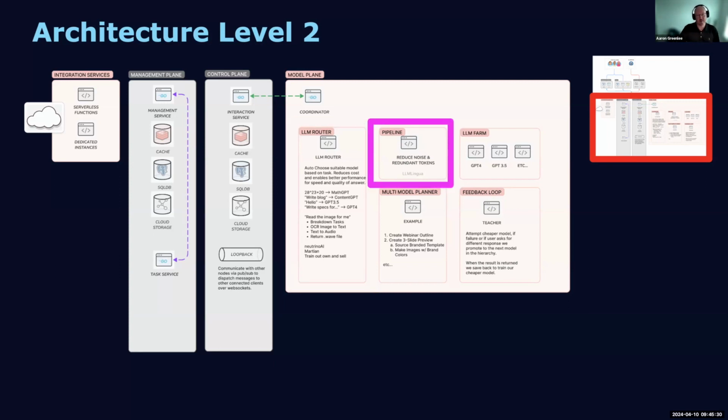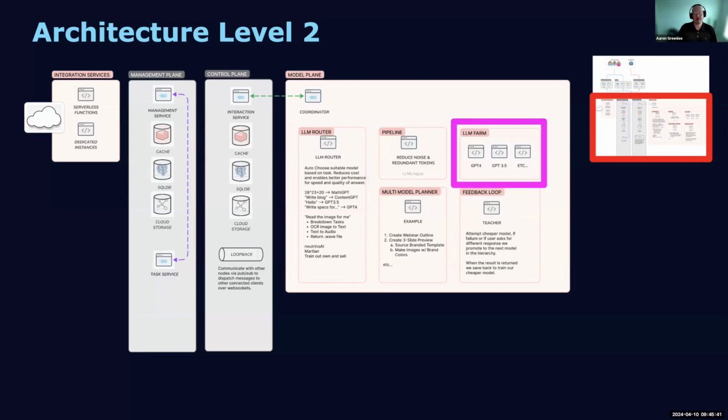Then I expect that we're going to have a pipeline where we try to reduce noise that we're providing to the LLMs. For example, if there's a bunch of ums, maybe we don't even need to send those tokens over to the LLM, as a cost reduction. We'll have our LLM farm, which we're probably all familiar with, that there are lots of LLMs out there. And then in the end, we're going to have a feedback loop.